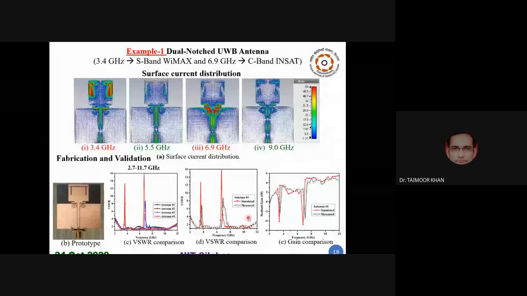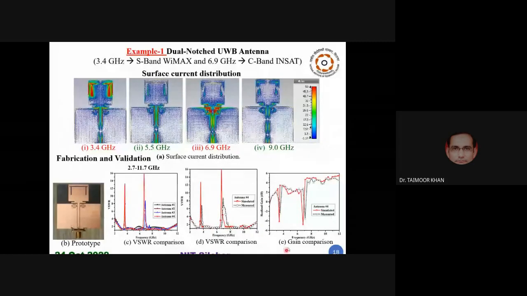Here, the simulated and measured performance of antenna 4, because antenna 4 is the final optimized one. You see that the notch values are more or less the same as the simulated values, but there is a slight variation in the measured and simulated performance. That might be because of the connector loss and the amount of solder used for connecting, as well as some human errors at the time of fabrication as well as measurement.